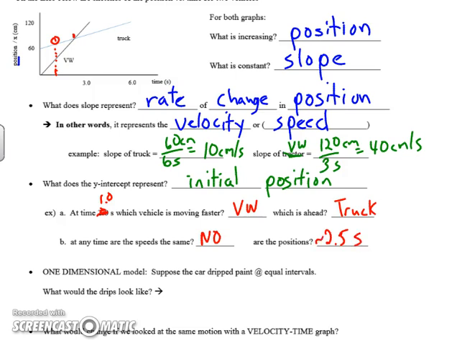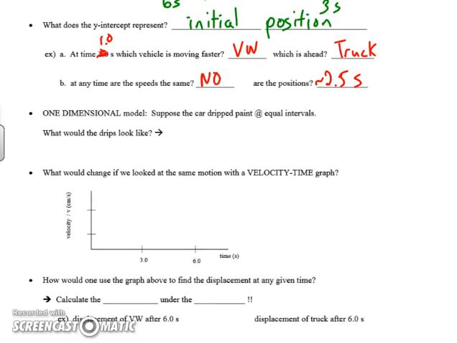Okay, another way we can look at constant motion or constant speed is a one-dimensional model. An easy way to think about that is, suppose each vehicle dripped paint at equal time intervals. How would the spacing of the drips look? Basically, if we start here with one drip, after a certain amount of time we're going to have a second drip. And if we're going at a constant rate of change of position, then it's not hard to realize that the drips are going to be equally spaced. Okay, now that's pretty obvious.